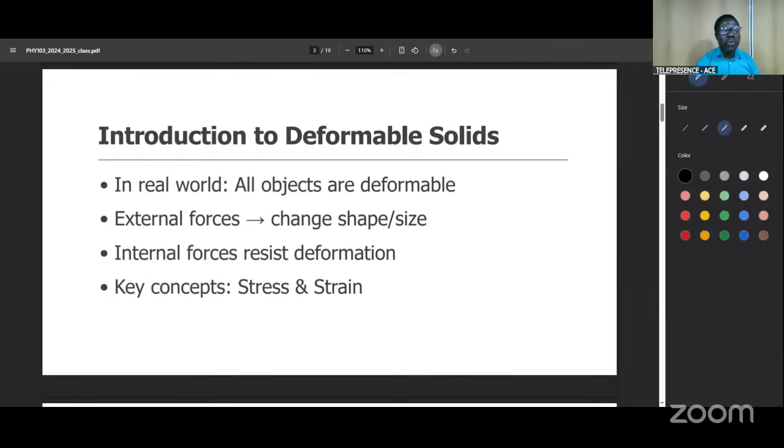So now we have two forces. The external force that causes the deformation, and also we have the what? The internal force that what? That resists the deformation. That is, that restores the material, the object, back to its original shape.